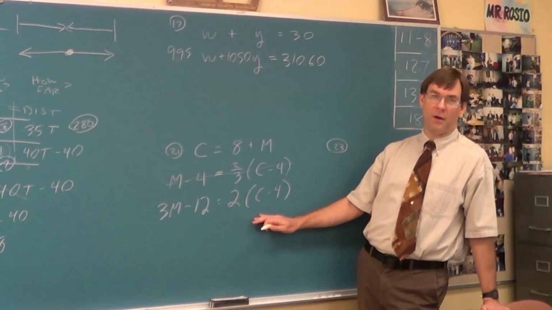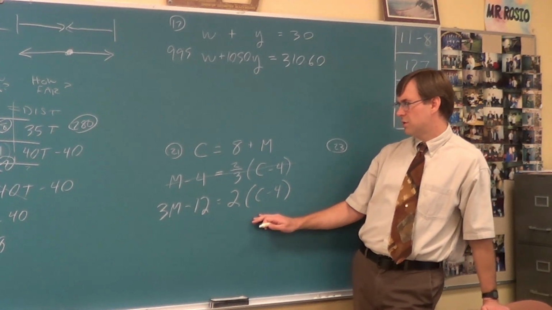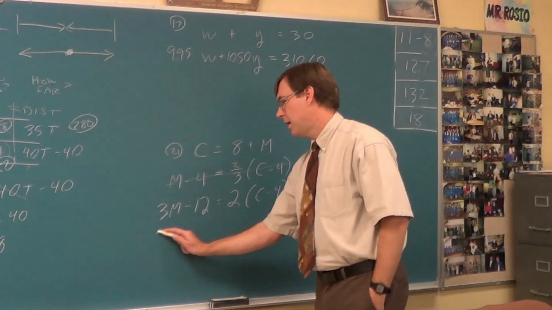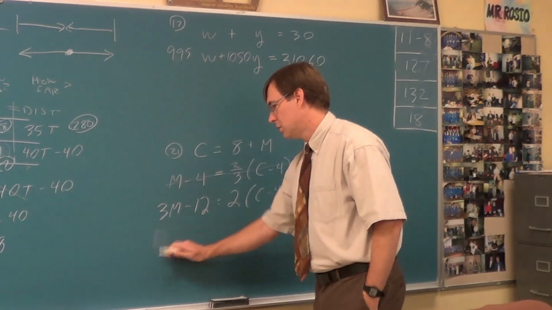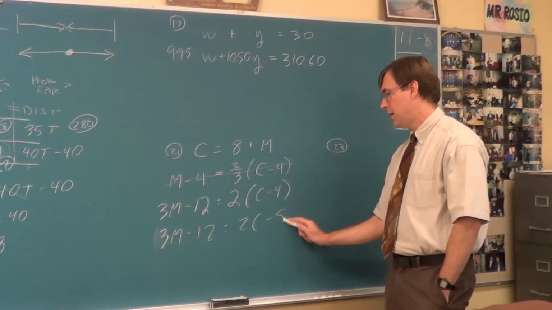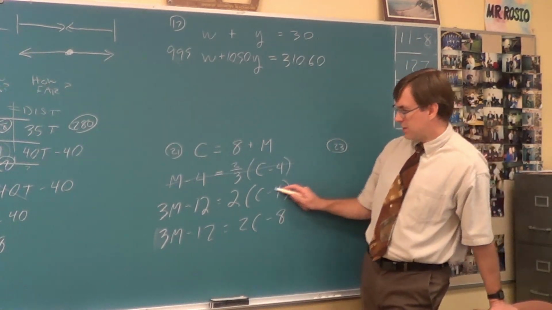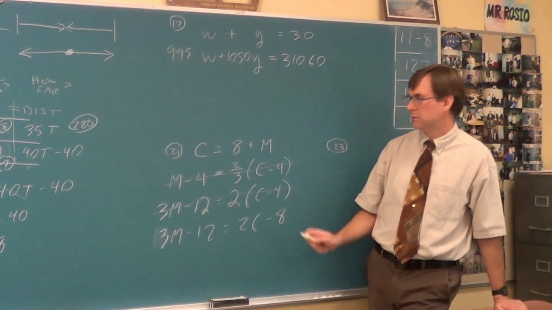Question about how we got there? Let's distribute, and then I'll give you one more tip. So if we distribute, we're looking at 2C minus 8. That's no longer useful to us.